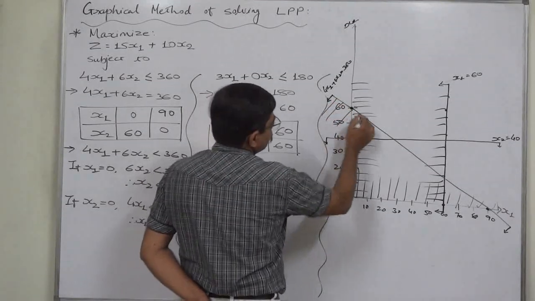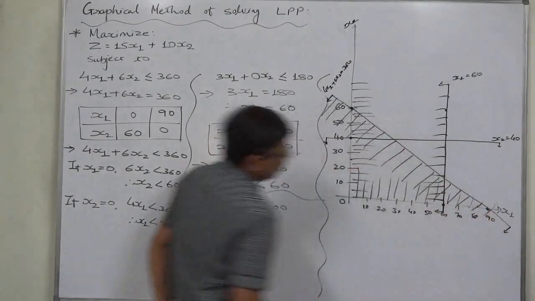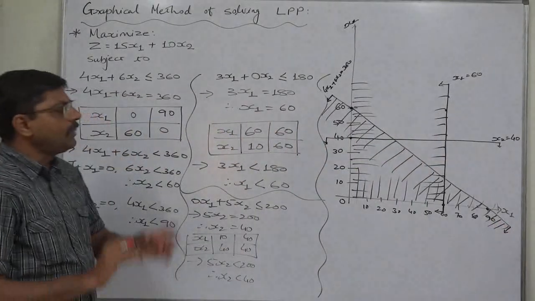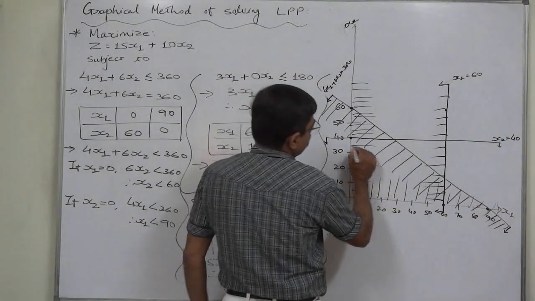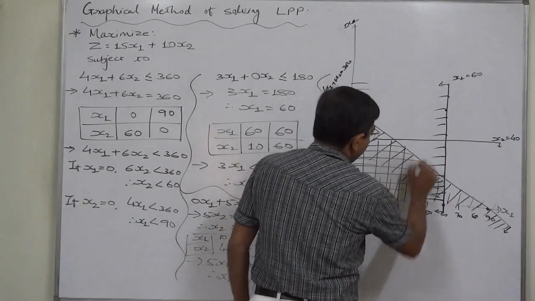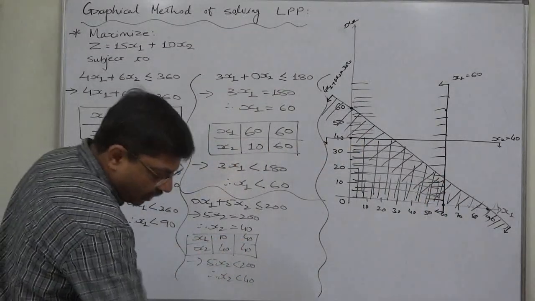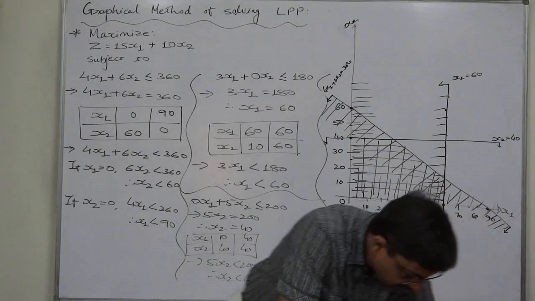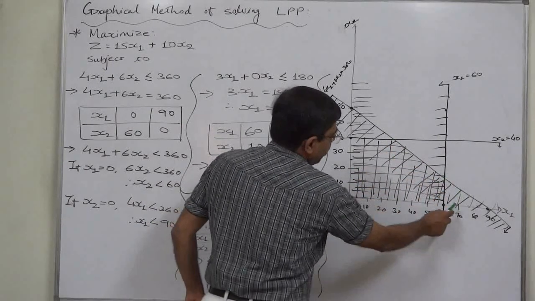So this inequality is going below the line. We are interested in the common region of all the constraints, and this is the common region. Shade it properly. More precisely, we are interested in the corner points, the vertices of the common region. Which are the corner points? 1, 2, 3, 4 and 5.